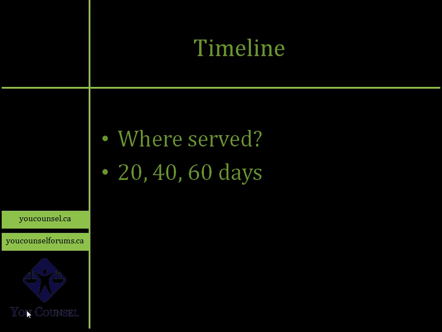Second point you want to keep in mind is that your 20 days, 40 days, 60 days, whatever the case may be, begins from the day when you were served with the claim. It has nothing to do with the date of the issuance. Issuance is the date when the claim was issued. We're talking about when you were actually served, either by fax or in person, or whichever way you received the statement of claim. Your date counting of days begins from there.